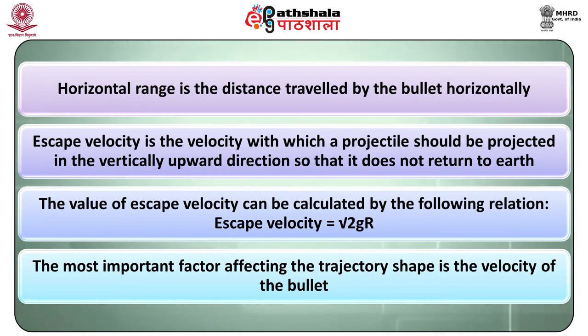Horizontal range is the distance traveled by the bullet horizontally. Escape velocity is the velocity with which a projectile should be projected in the vertical upward direction so that it does not return to Earth. Then from this chapter, we have learned that the value of escape velocity can be calculated by the relation escape velocity is equal to under root 2gr. And lastly, from this chapter, we have learned that the most important factor affecting the trajectory shape is the velocity of the bullet.